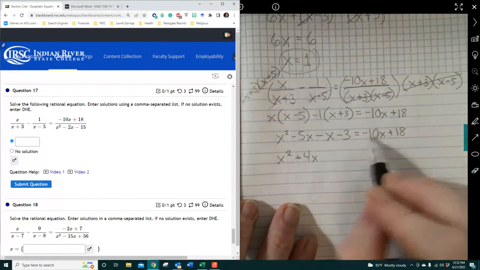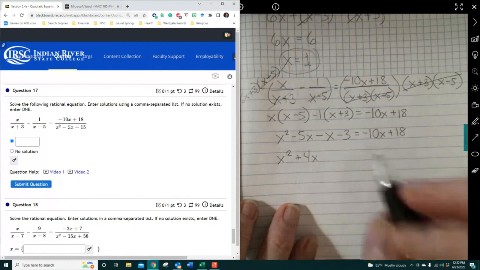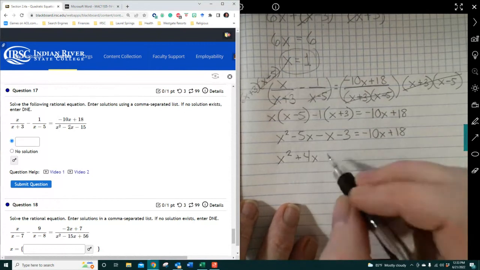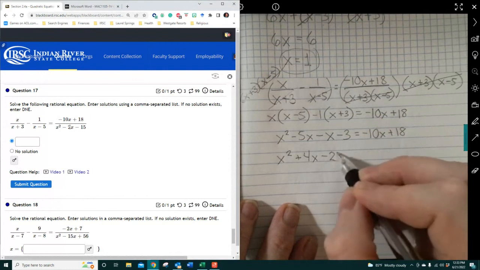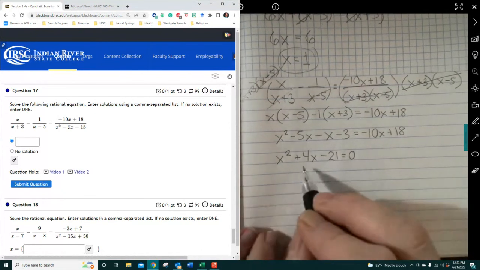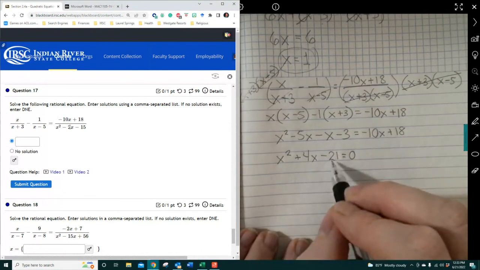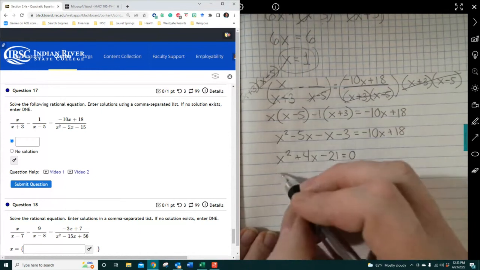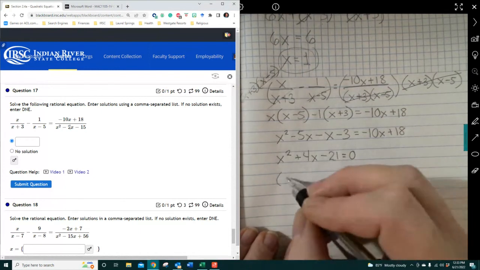So you have negative 6 plus 10 gives us positive 4. Now I'm going to go ahead and subtract 18 from both sides. I'm going to get negative 21 equals 0. All right. Now I have to ask myself, what two numbers multiply together to create negative 21 that add up to positive 4? And we think of 7 times 3.